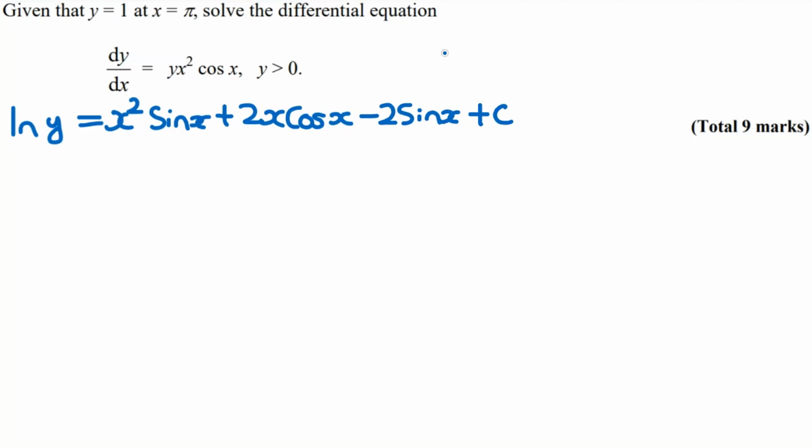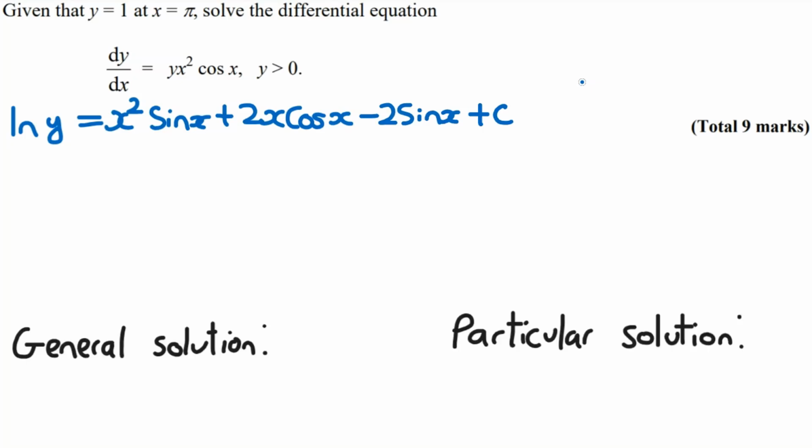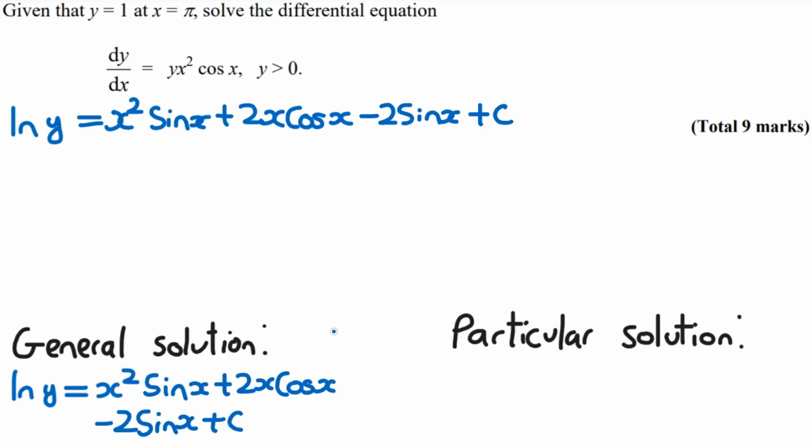Okay, so we've got this equation here, and now we're going to focus on this information that y is equal to 1 at x is equal to pi. Now, for differential equations, there are two different types of answers. There's the general solution and there's the particular solution, okay? So the general solution is actually this answer that we've got here. And the general solution has plus c in it, and what's important about the general solution is we don't know what plus c is, so we just call it c. And the particular solution is where we actually know what c is and we can find it out.